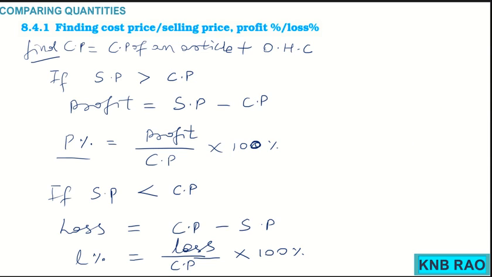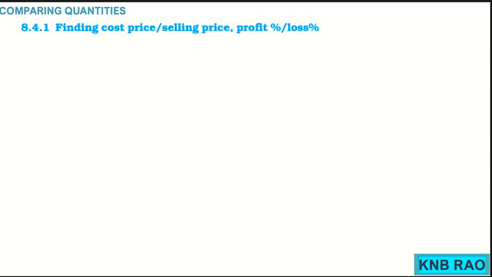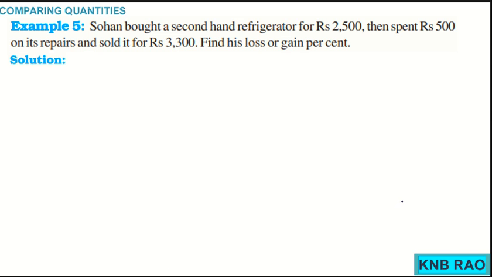Children, moving further, I am giving one important example on this concept, and with that I will wind up today's session. Here Sohan bought a second hand refrigerator for rupees 2500. Then he spent rupees 500 on it for repairing. Now he sold it at rupees 3300. Find his final loss or gain percent.